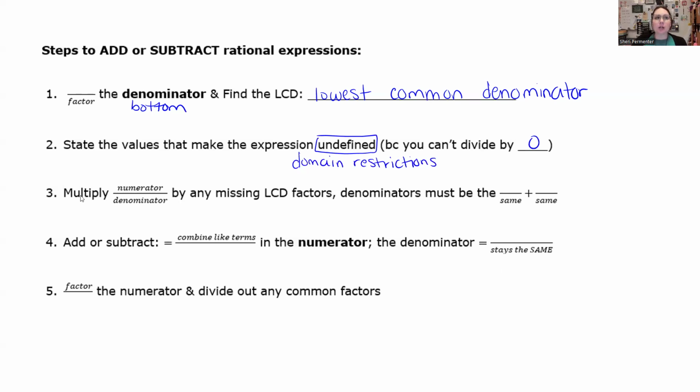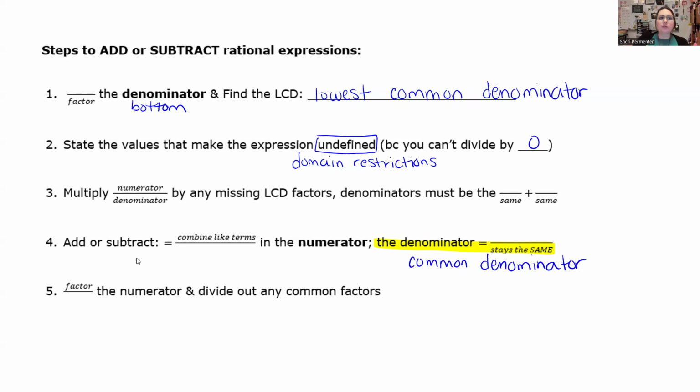Step number 3, we will multiply the numerator and denominator by any missing lowest common denominator factors. Denominators must be the same. You already know this. When denominators have to be the same, the numerators don't matter. That is just getting a common denominator. The denominators have to be the same, and when you put them together, they stay the same. The only thing you add or subtract is the numerator.